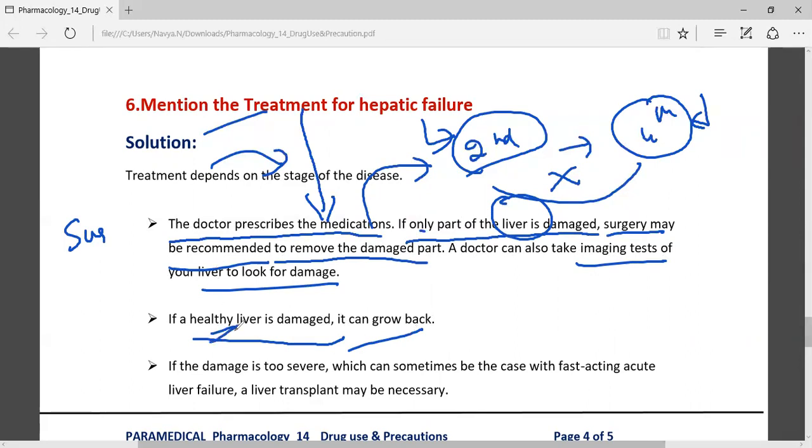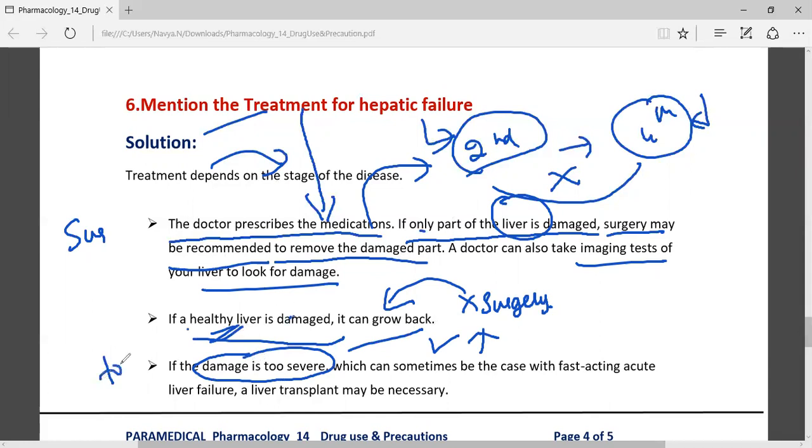If the healthy liver is damaged, they don't go for surgery. There is no need for surgery, because it grows back. But if the damage is too severe, which can sometimes be the case with fast-acting acute liver failure, then a liver transplant may be necessary.